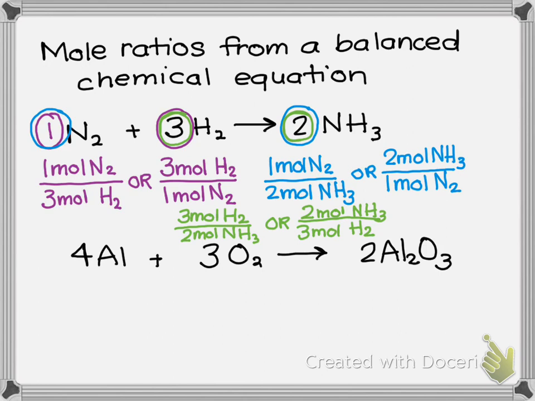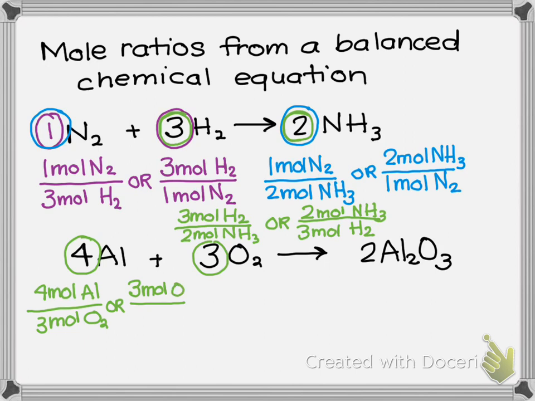So just going through, I could have a ratio between aluminum and oxygen. And so that's a 4 and a 3. So the ratio is 4 moles of aluminum to 3 moles of oxygen. Or, depending on what I was given, I could write 3 moles of oxygen and then 4 moles of aluminum. Remember, I'm not really doing any math or any calculations. I'm just looking at the numbers that are given in front of the formulas.